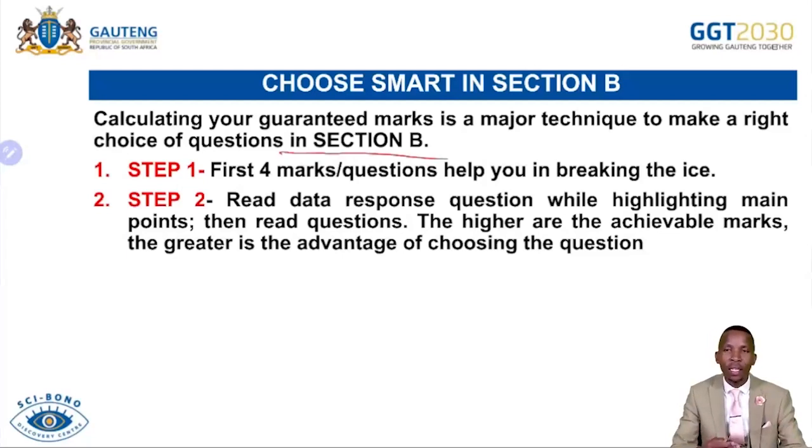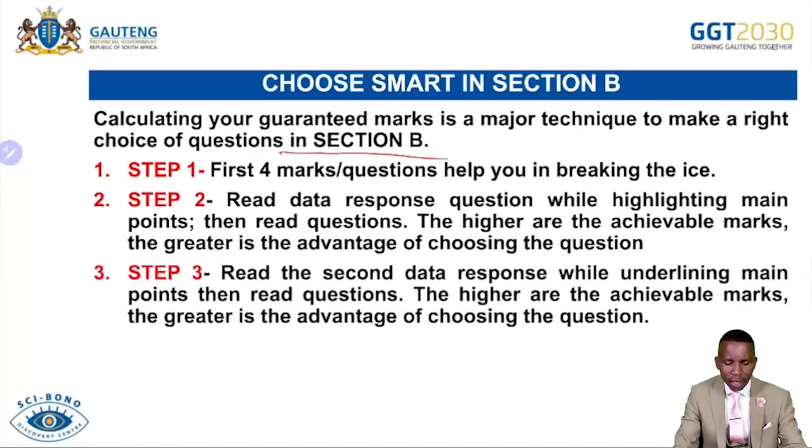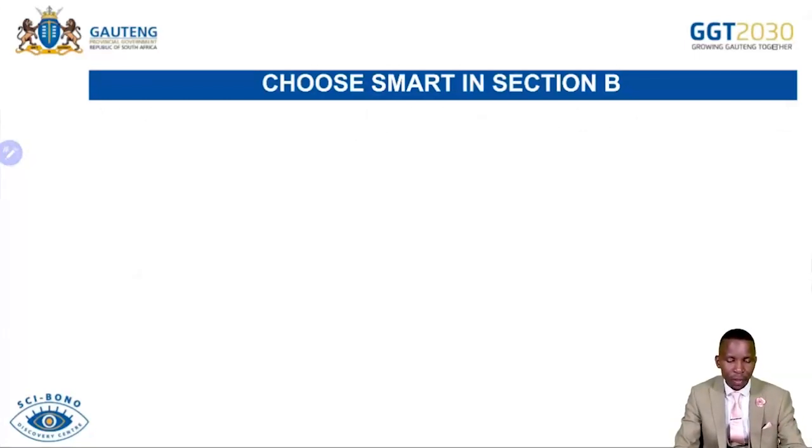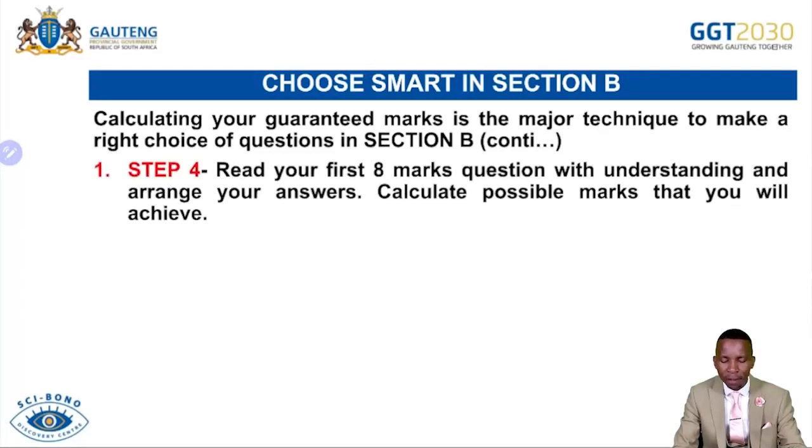You know exactly those 1-mark questions are the lower order. They can easily be identified, or they are simply general for the content. So ensure that you don't copy the data response where unnecessary. Read the second data response while underlining main points when reading questions. And then the higher the achievable marks, the greater the opportunity for you to choose that particular question. And then we'll continue. Step 4, read your first 8 marks question with understanding and arrange your answers.